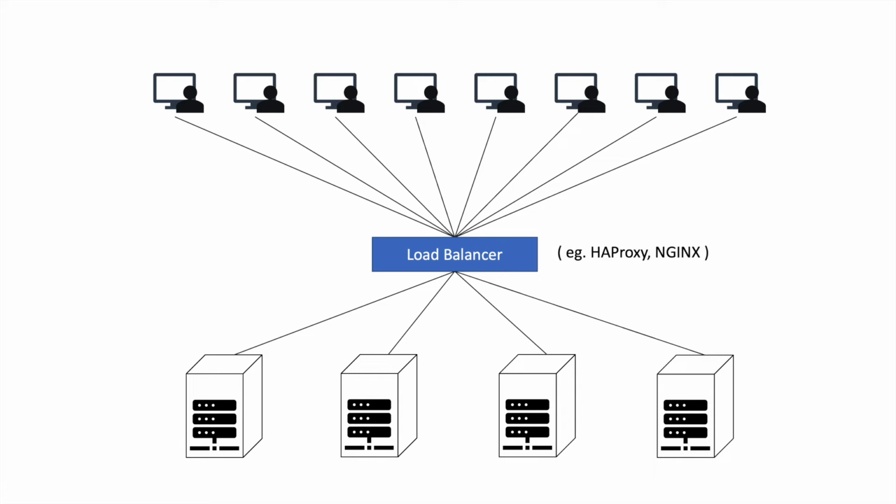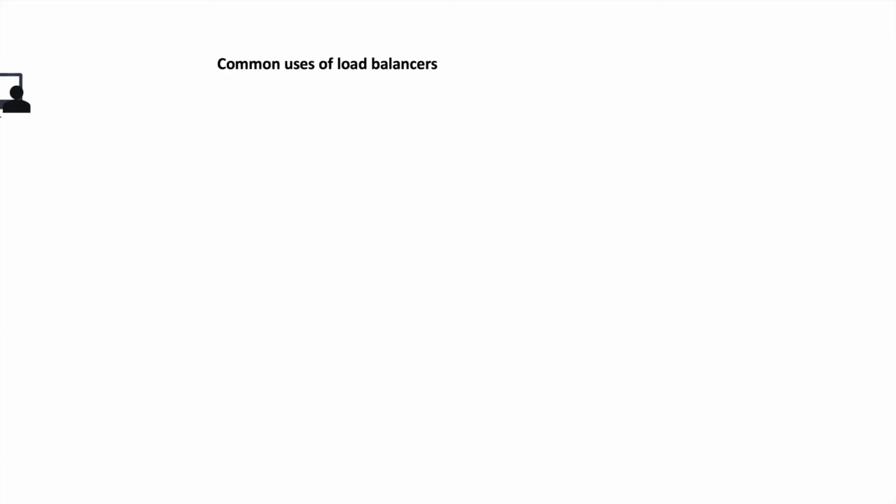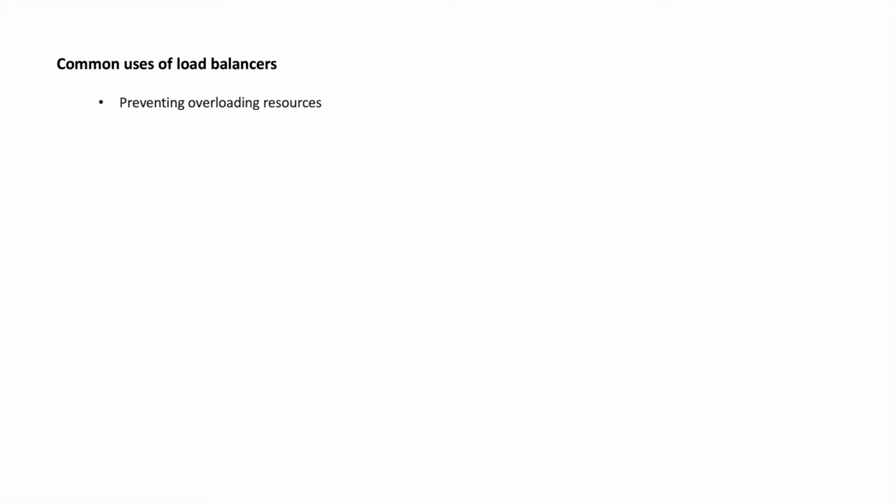There are different softwares in the market you can use to implement load balancing. Two such softwares being HAProxy and Nginx. Let's look at some of the common use cases of load balancers. A load balancer can prevent overloading of resources. It can prevent requests from going to unhealthy servers. And since load balancer will be distributing requests to many servers, a single point of failure will not be there.